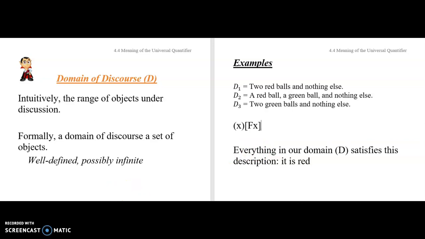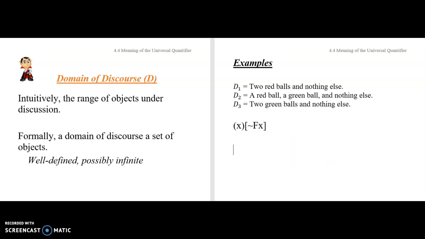Let's try a few more examples. Check out this sentence. Is it true or false on domain 1? Is it true or false on domain 2? And is it true or false on domain 3? Pause now.